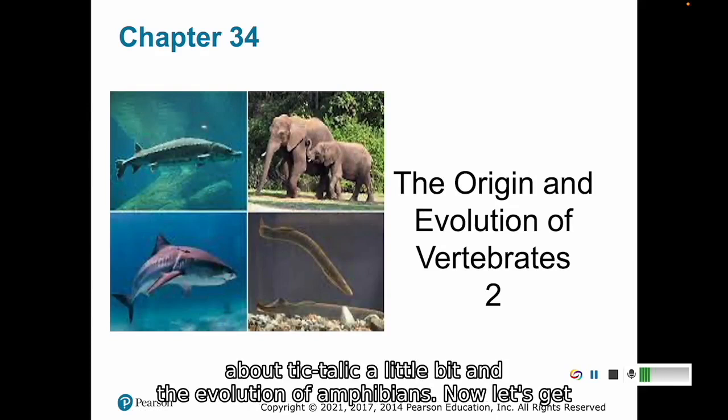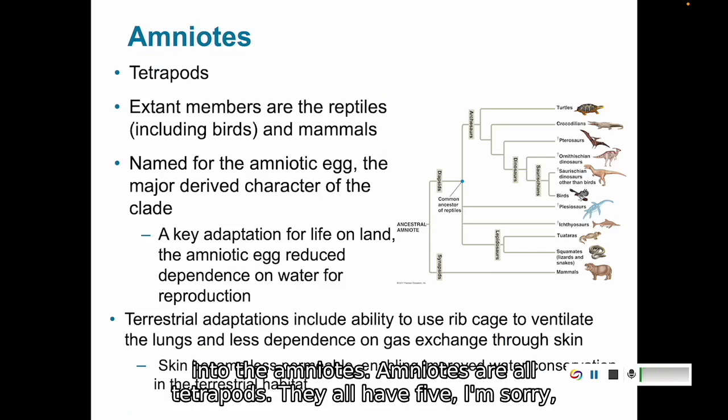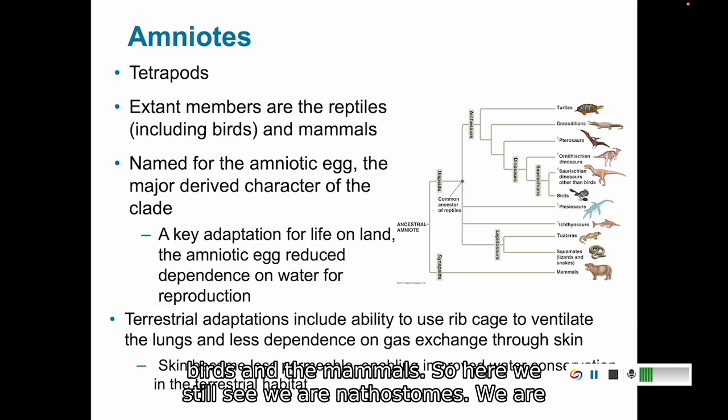We talked about Tiktaalik a little bit and the evolution of amphibians. Now let's get into the amniotes. Amniotes are all tetrapods. They all have four legs. Their extant members are the reptiles, including the birds, and the mammals.